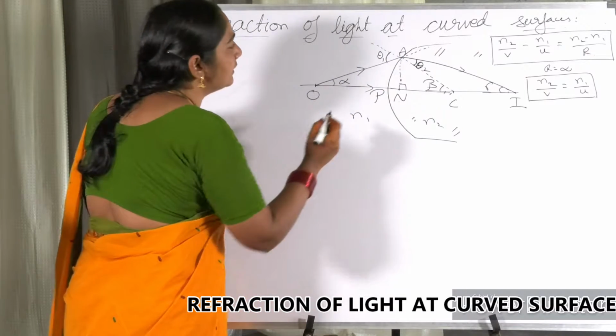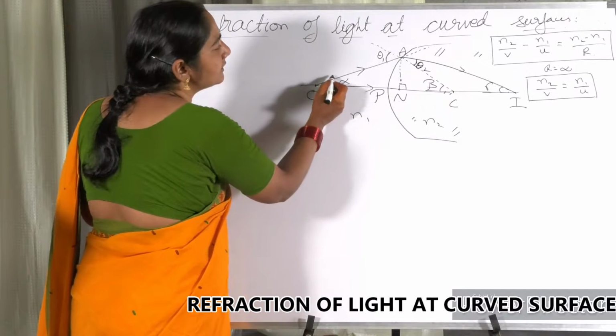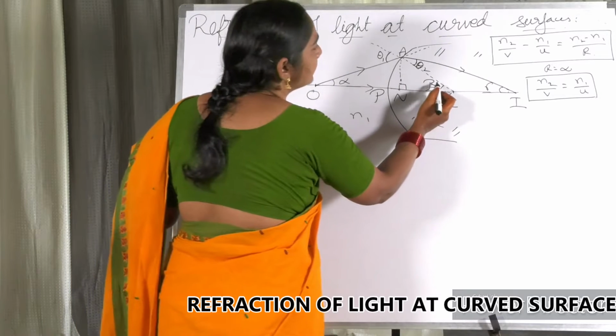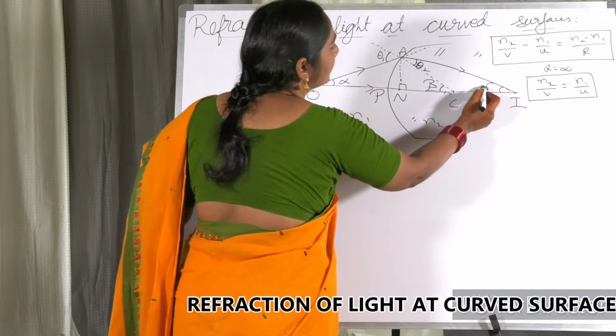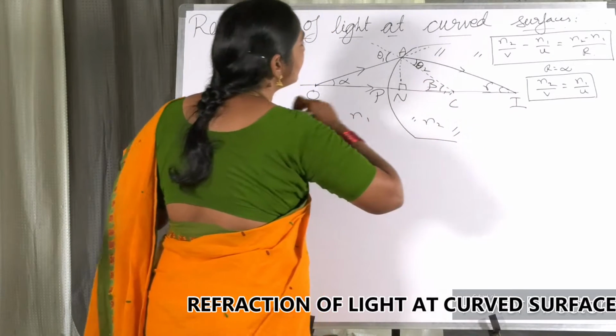So my dear friends, here this is the angle alpha. This is the angle beta. This is the angle gamma. These are the Greek alphabets which we are using now.